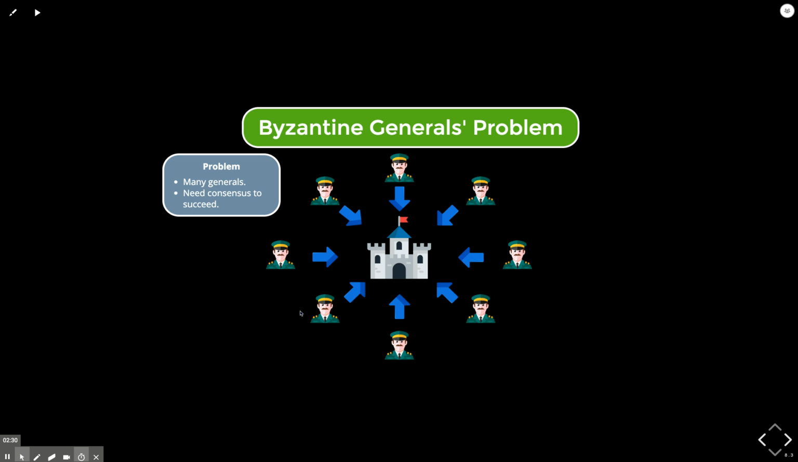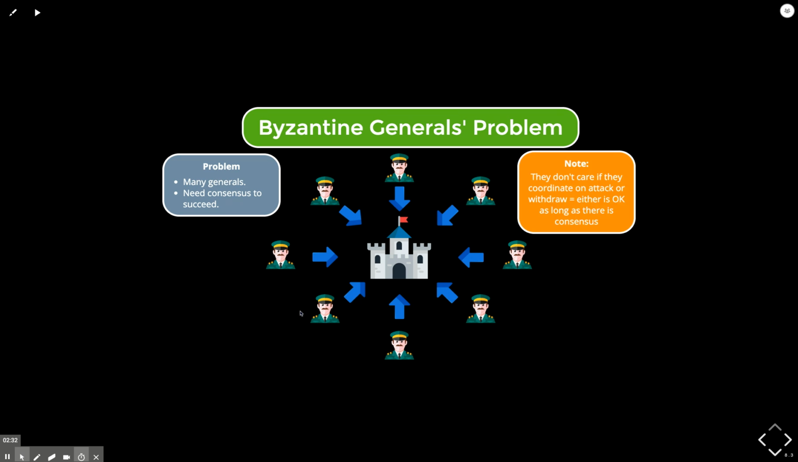Well, the way this is done is in the following way. Now, first of all, we want to make sure to understand that here in this problem, it doesn't actually matter what they will do, right? So all that they want to do is coordinate. So they want to either coordinate on not attacking, or they want to coordinate on attacking. So how can we solve this problem?